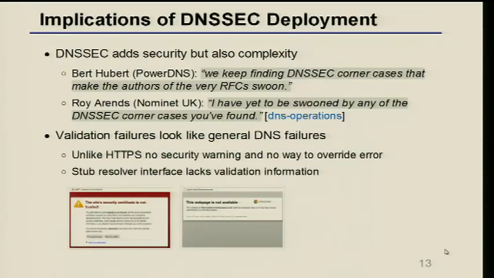Okay, now let's take a look at the implications of DNSSEC deployment. DNSSEC does not only add security, it adds also complexity. And it may seem obvious what we have seen here. Some signatures, RSA signatures, some key exchange. How hard should it be? Well, we have here a quote of a Power DNS developer, Bert Hubert, and he thinks DNSSEC is very complicated. And to be fair, there's a response of one of the authors of the DNSSEC RFCs, and well, you see it's a point of view.